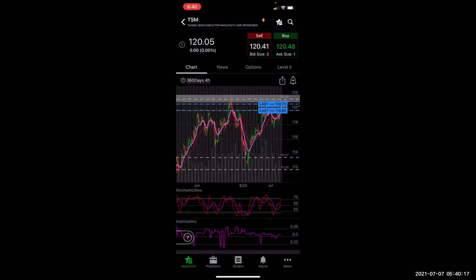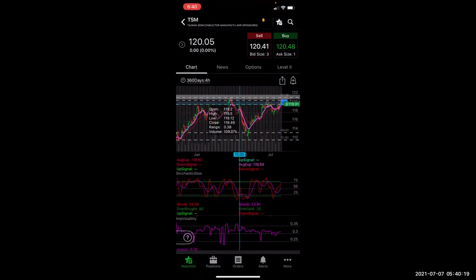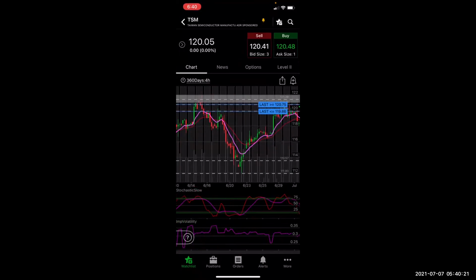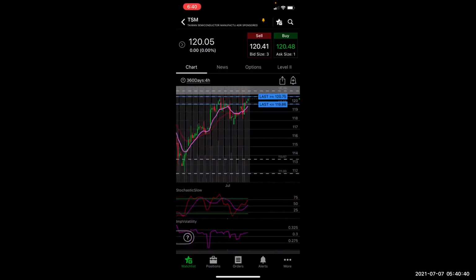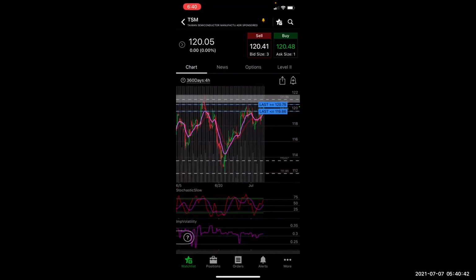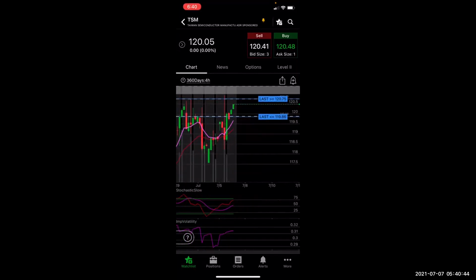Okay, here it is. So 1, 2, 3. Okay, and now I have my range that I'm looking at. Calls above 120.75, puts below 119.86. Or if I've entered above 120.75, my stop loss will be 119.86. Okay, so let's say I've already entered my trade. Let's say it triggered 120.75.